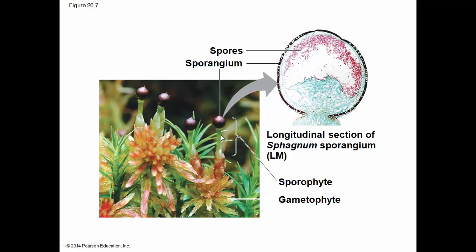So the sporophyte is the minor structure and the gametophyte is the major one. The gametophyte is dominant and the sporophyte is subordinate, structurally speaking. But the sporophyte produces the spores. Inside the sporangium is where the spores develop, and eventually this sporangium cracks open and the spores are released into the environment.